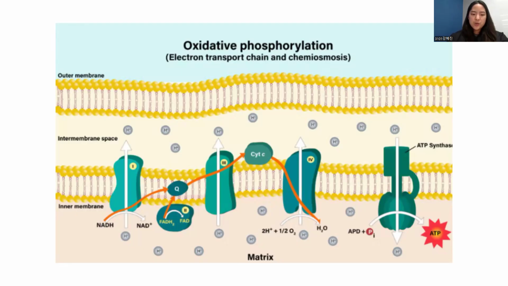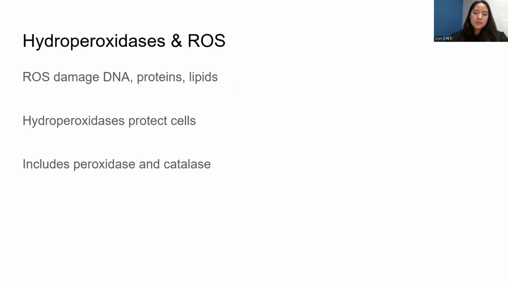So this diagram shows how NADH becomes NAD plus by releasing electrons, and this involves complexes 1, 2, 3, 4, where redox is happening, which ends up in a proton gradient, which is the crucial point in ATP synthesis.